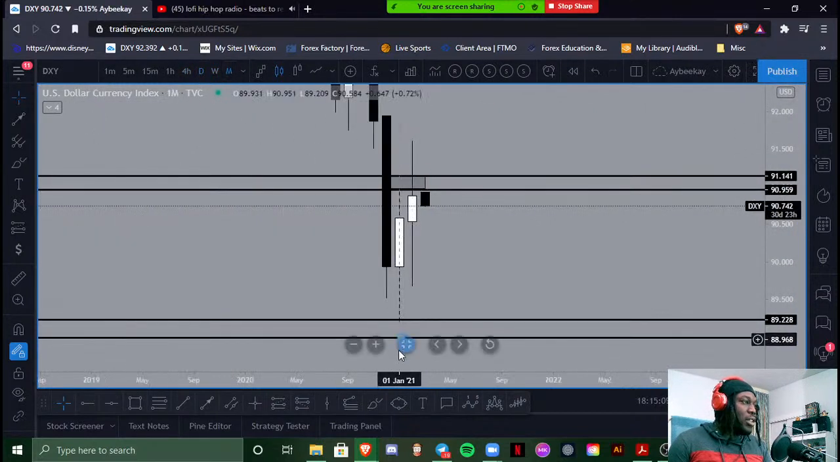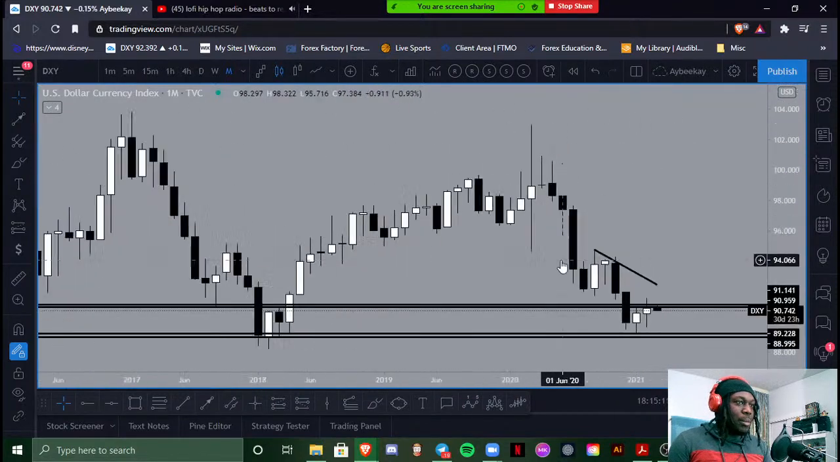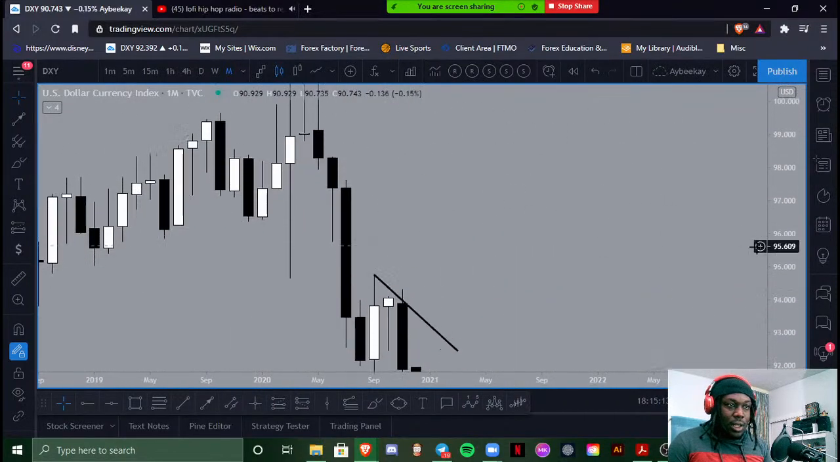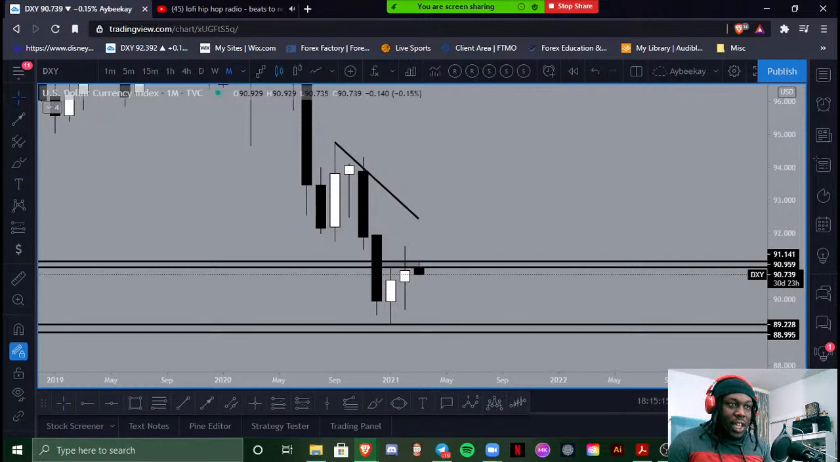Actually go on the monthly time frame as well, because it's about to be a new month. This had, well, exactly, it's already showing 30 days, 23 hours.